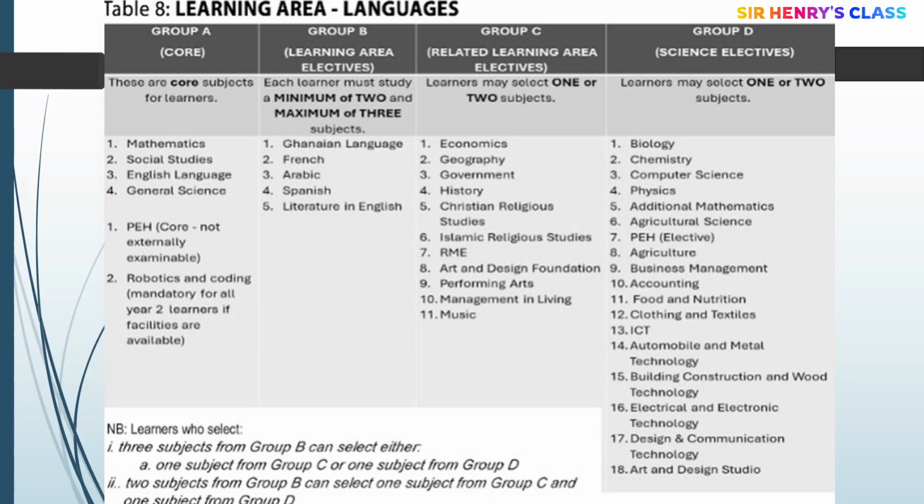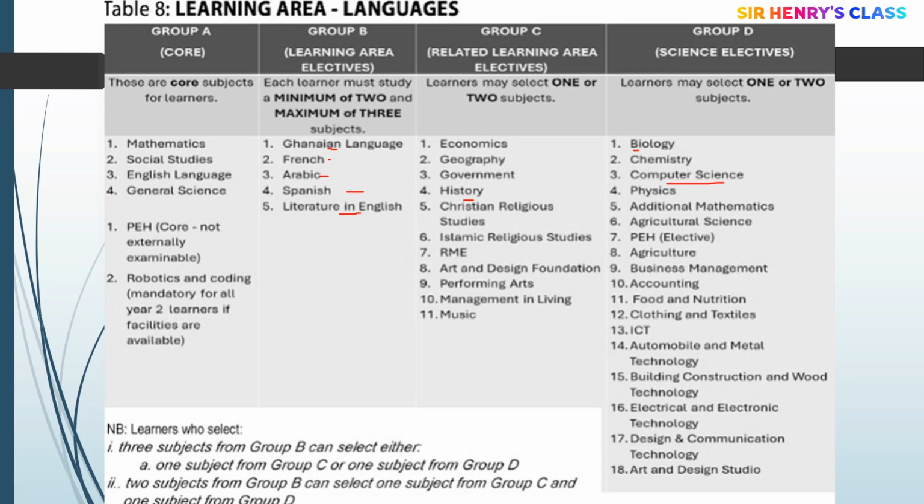Now if you choose 3 subjects from group B, 3 subjects, then it means you are doing 1 from C and 1 from D. That is 1, so maybe econs as against biology, and I'm choosing 3 from this, so maybe Ghanaian language, French, and then what? Arabic. Or you can also do 2 subjects from B, so 2, maybe literature and English and Spanish, just 2, and then you can do 1 from C and 1 from D, so 1 maybe history, another 1 maybe computer science. Alright.